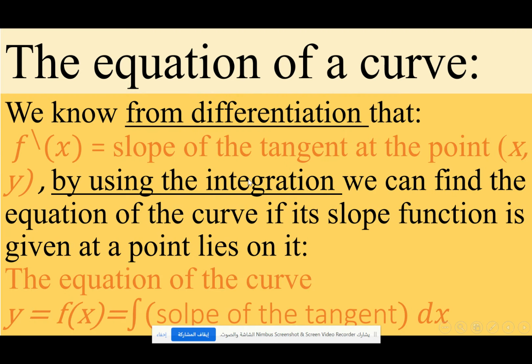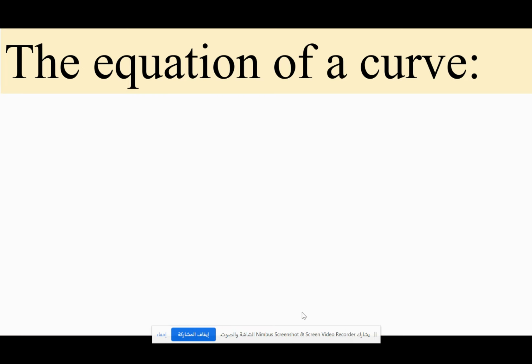We know from differentiation that the derivative of a function, f dash of x, is the slope of the tangent at the point x and y. By using integration, which is the opposite operation of the derivative, we can find the equation of the curve if its slope function is given and a point lies on it, exactly by using the following rule. To find the equation of the curve, you are going to integrate the slope of the tangent, which is the derivative of the curve. Let's have some examples about that.